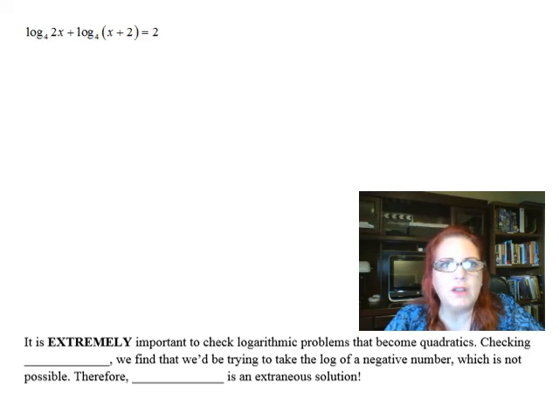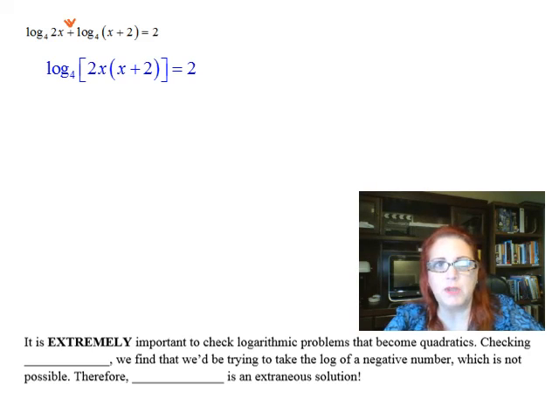So we've got log base 4 of 2x plus log base 4 of x plus 2 equals 2. Now before we can write an exponential equation for this, we have to take those two log terms that are on the one side of the equation and condense them into a single log term. So we are going to apply the product property because we are adding. So we're going to write it as log base 4, and the arguments of 2x and x plus 2 are going to be multiplied together, and that's what equals 2.